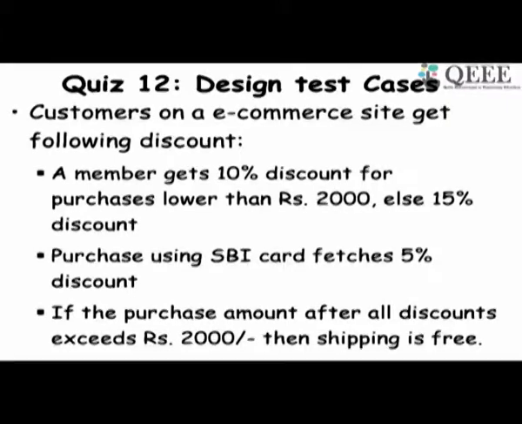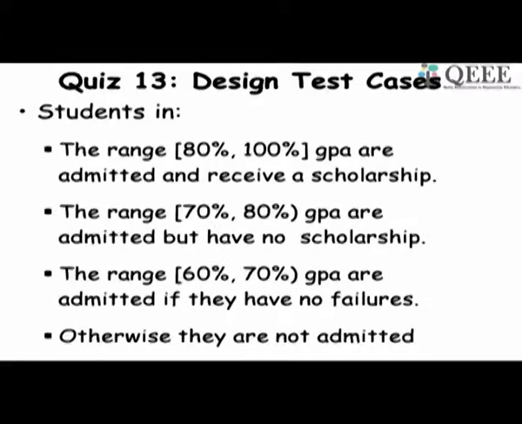So this problem is about an e-commerce site which gives the following discount. The members get 10% discount for purchases lower than 2000, and if the purchase is more than 2000, they get 15% discount. Purchase using SBI card fetches 5% extra discount. If the purchase amount after all discounts exceeds 2000, then the shipping would be free. So please find out how many test cases are needed, optimal test cases, and also which are the test cases. Please try this out. There is even one more problem for you to try out.